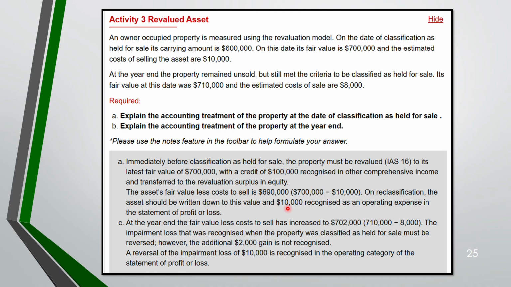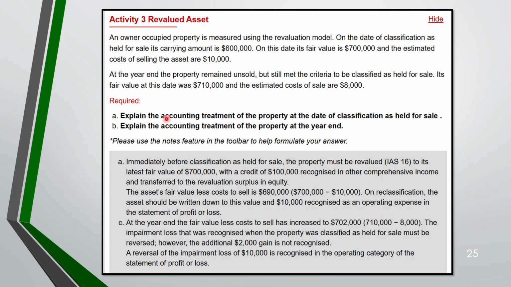Where will revaluation surplus go? In other comprehensive income. How 100,000? The difference between your carrying amount and fair value. Carrying amount is 600, fair value is 700. The difference. Then your asset's fair value less cost to sell is 690. So on reclassification, your asset will be written down to this value from 700 to 690. So the difference 10,000 will then be recognized as an operating expense in your statement of profit and loss. Why operating expense? Because it's an owner occupied property dealt under IAS 16. That's why it will go in operating. In the earlier example, it was an investment property, that's why it went in the investing category.